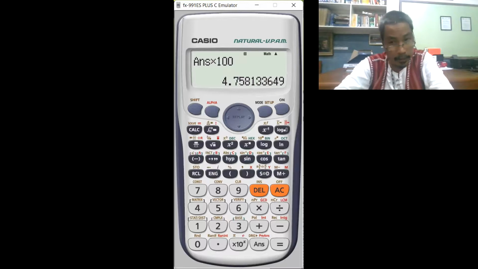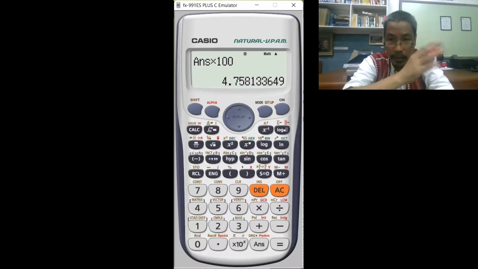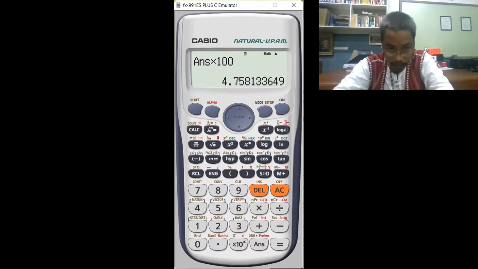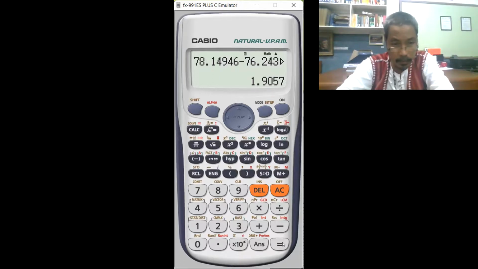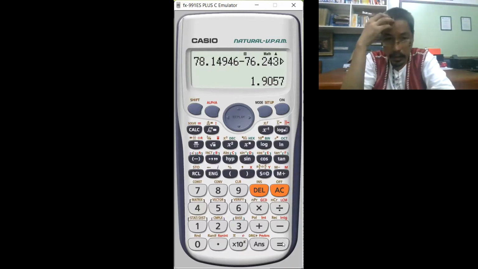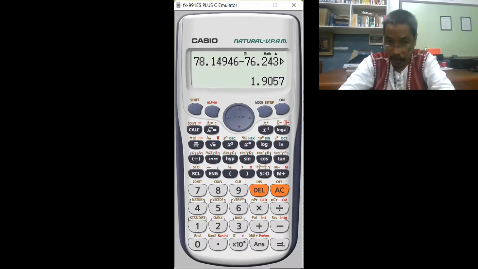It's a very simple matter to calculate approximate error because it is just the difference of present approximation minus previous approximation. Okay, the next one. What is the present approximation? 78.1414946. That is the present approximation. Minus the previous approximation, which is 76.24376. The answer would be 1.9057. Okay, that is the answer. And that is correct from our table.